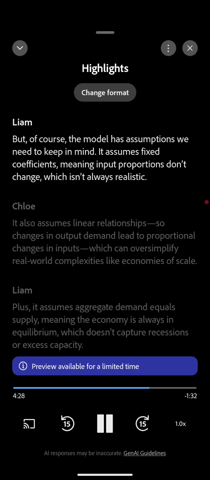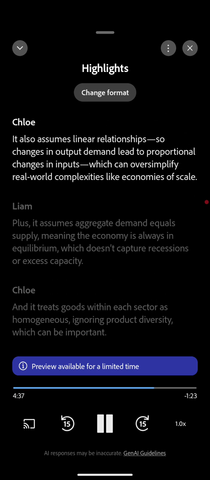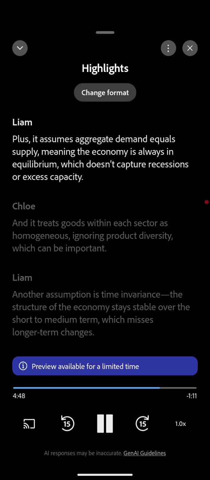But, of course, the model has assumptions we need to keep in mind. It assumes fixed coefficients, meaning input proportions don't change, which isn't always realistic. It also assumes linear relationships, so changes in output demand lead to proportional changes in inputs, which can oversimplify real-world complexities like economies of scale. Plus, it assumes aggregate demand equals supply, meaning the economy is always in equilibrium, which doesn't capture recessions or excess capacity.